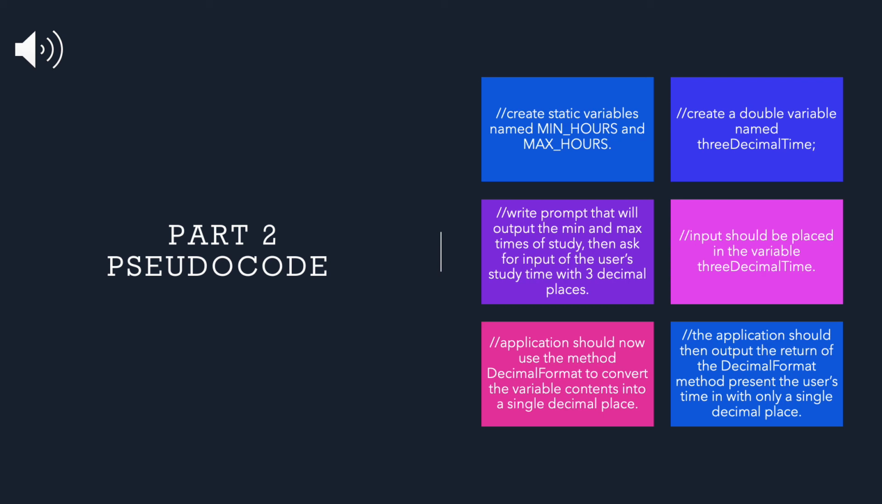Next, we will write the prompt that will then be outputted to the user that includes the minimum and maximum times of study, and then ask the user for study time to 3 decimal places. Then we will be taking in that input and giving it to the 3 decimal time variable. The application then should use the decimal format method to convert the variable contents into a single decimal place. Then lastly, the application will output the return of the decimal format method, presenting to the user the number that he inputted with a single decimal place.